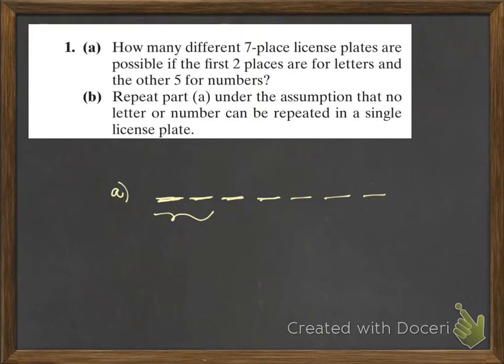So our first slot, we have 26 choices for a letter, and we have 26 choices for the next letter as well. The last 5 are to be digits, and we have 10 digits to choose from. We can repeat any of them, so we have 10 choices for the remaining 5 slots. So multiplying those all together gives you the total number of license plates.